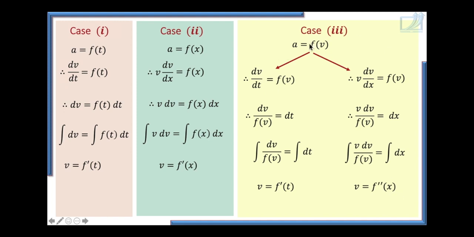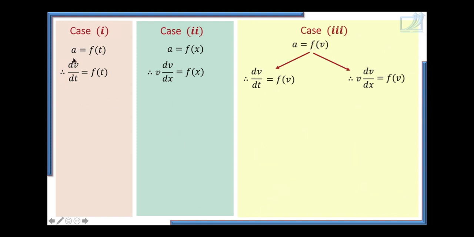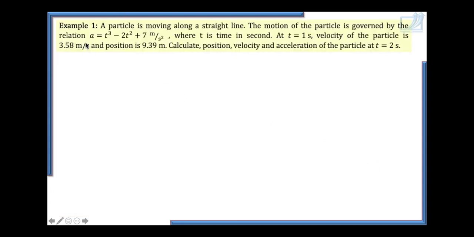So remember this: if acceleration is a function of time t, replace it by dv by dt and integrate. If acceleration is a function of position, replace it by v dv by dx and integrate. And if acceleration is a function of velocity, then as per the requirement, replace acceleration by dv by dt and integrate, or replace acceleration by v dv by dx and integrate. So this is how we solve problems on variable acceleration, and you will understand it better.